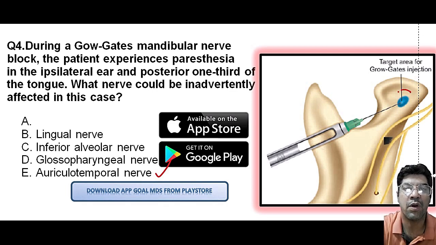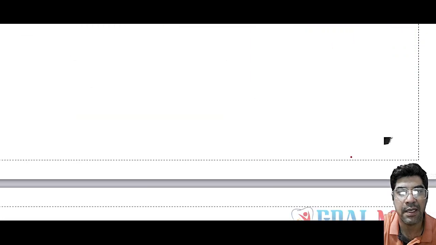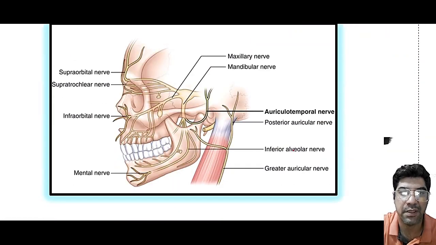Well, during a Gow-Gates nerve block, where do you give? Where is your target area? The target area is near the neck of the condyle. So this region is your target area, targeting the mandibular nerve, a branch of the trigeminal nerve. So the needle is inserted near the neck of the condyle of the mandible, targeting the mandibular nerve, which is a branch of the trigeminal nerve.